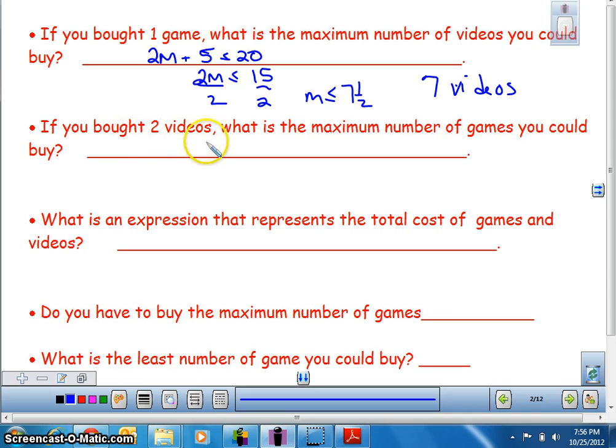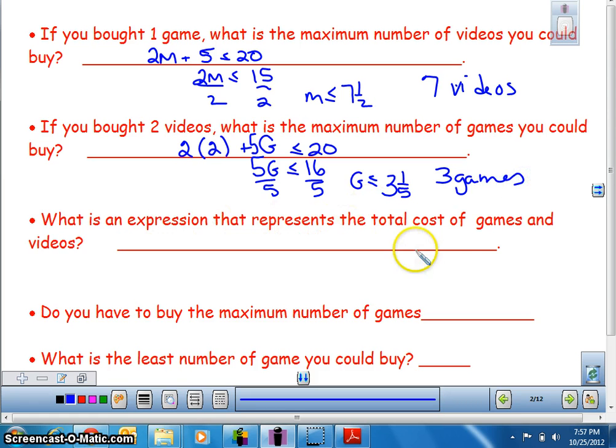If I bought 2 videos, what if you bought 2 videos? What's the maximum number of games that we could have? Well, our videos cost $2 each, so 2 times 2, plus our game, which was $5 each per game, and that's going to be less or equal to 20. Now again, 2 times 2 is 4, so 5g is going to be less or equal to 16 when we subtract 4, and we divide by 5, and the number of games we can have is going to be less or equal to, in this case, we have 3 and 1/5, so we would say 3 games.